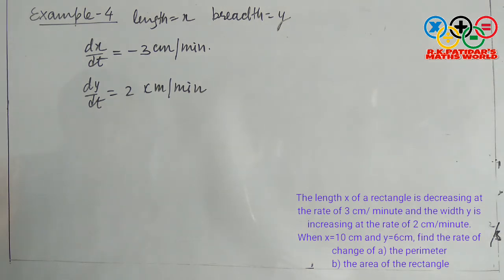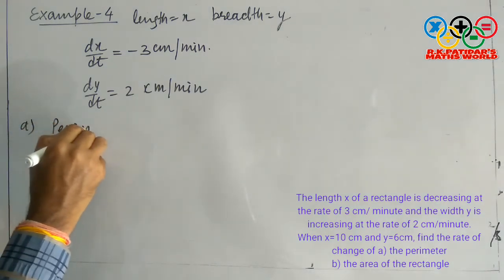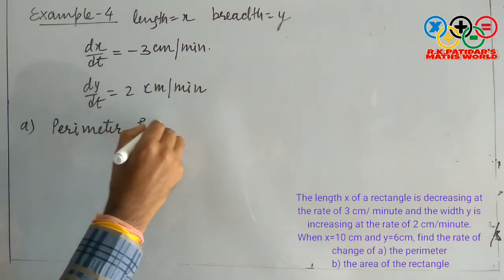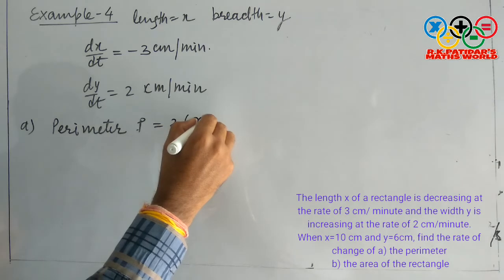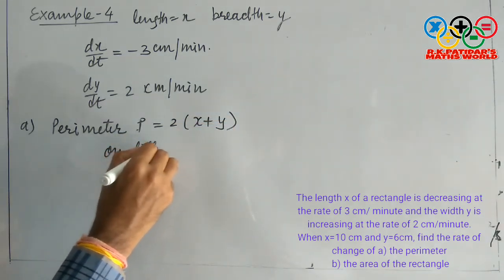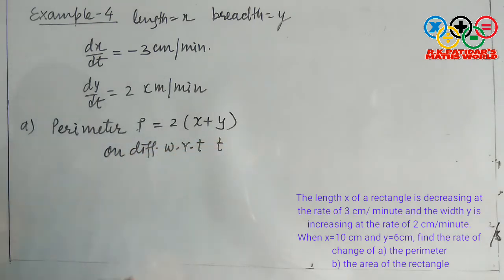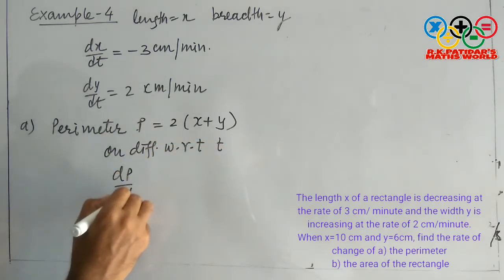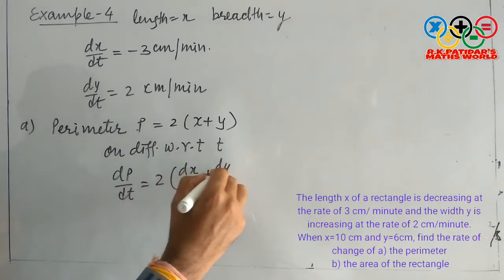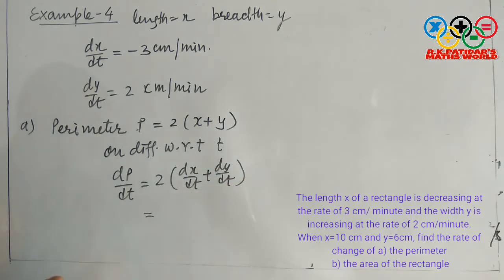When x is equal to 10 and y is equal to 6, find the rate of change of its perimeter and area of the rectangle. We have to find out the rate of change of perimeter and area. So first of all, we find out the rate of change of perimeter. So perimeter will be represented by P. Perimeter is 2 into length plus width. So length is x and width is y. On differentiating with respect to t, it is dP upon dt is equal to 2 into dx upon dt plus dy upon dt.